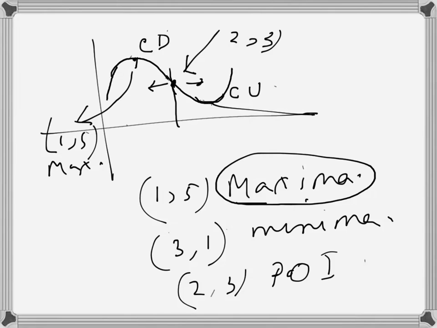Let me rewrite that quickly: (3, 1), which is the minima, and this one, as I said earlier, is just where the concavity changes, and that's the point of inflection. I don't know, it's not a valid abbreviation, I've just written it. So point of inflection, where the concavity changes.